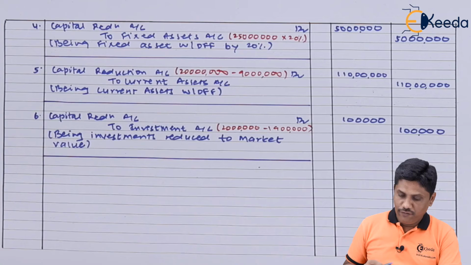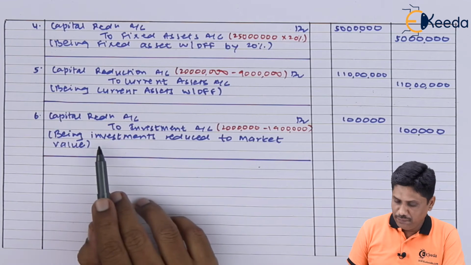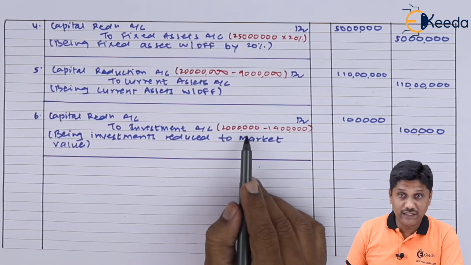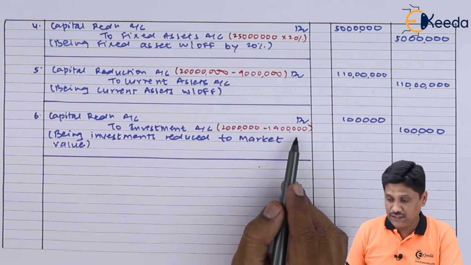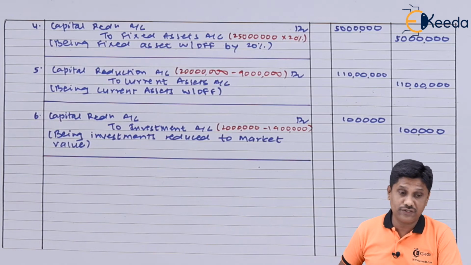Let's pass the entry. Friends, you can notice our entry is capital reduction account debit to investment account, being investment reduced to market value. Book value was 20 lakhs, but we reduced it to rupees 19 lakhs. So these 19 lakhs will appear in our balance sheet. Let's see the next transaction.